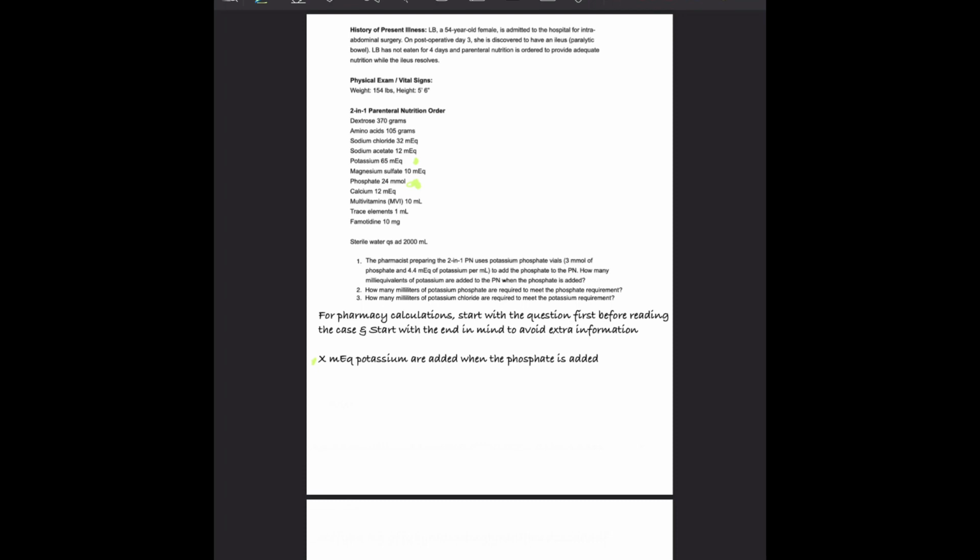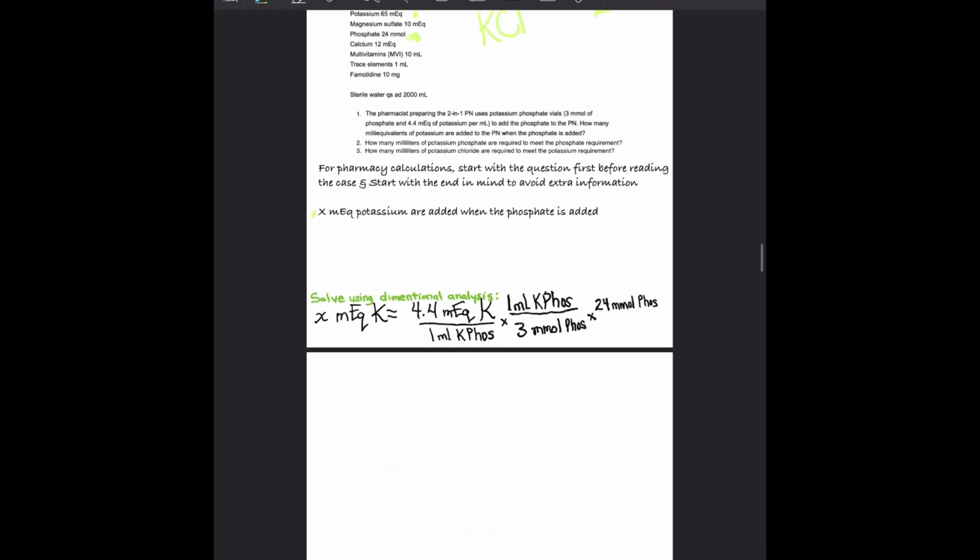Phosphate we are only getting from potassium phosphate, where we can get potassium from potassium chloride or potassium phosphate. Since the phosphate is limited to only one source, we will start with that one first. I personally like dimensional analysis, so here will be an example of solving using dimensional analysis. I'll also show it being solved using proportions.